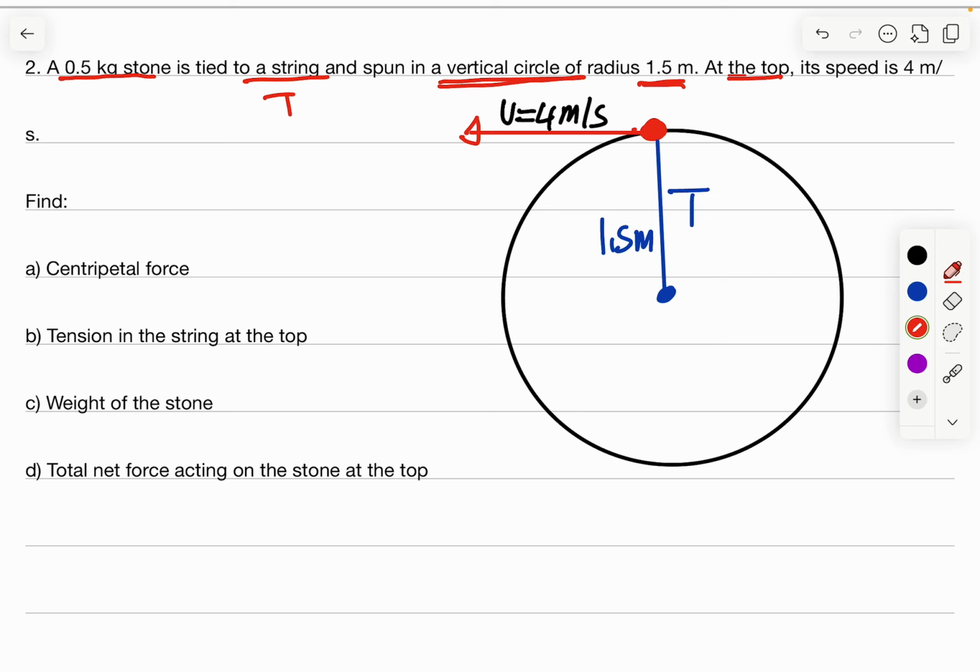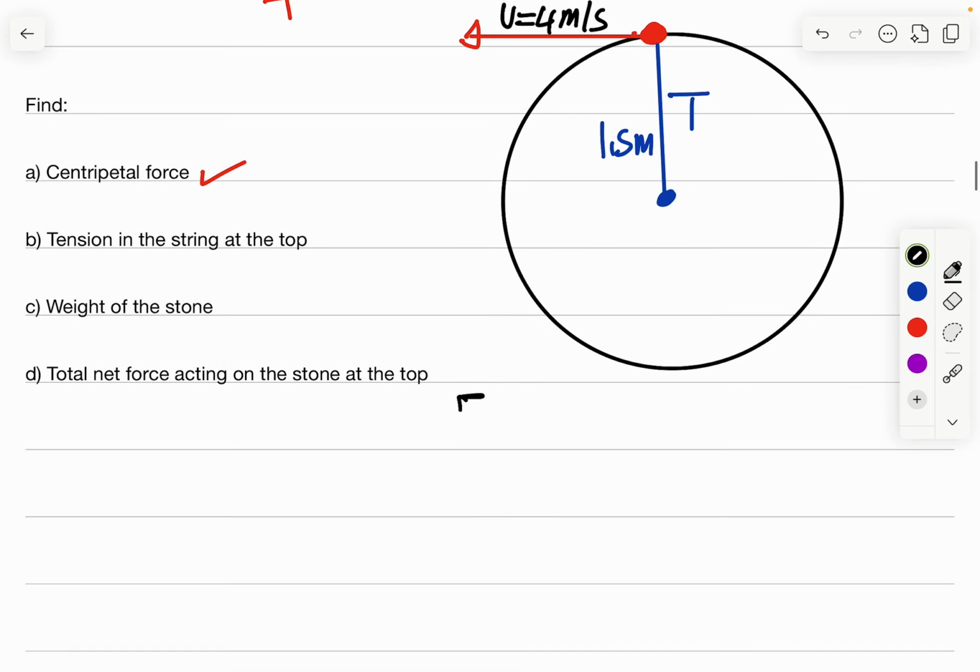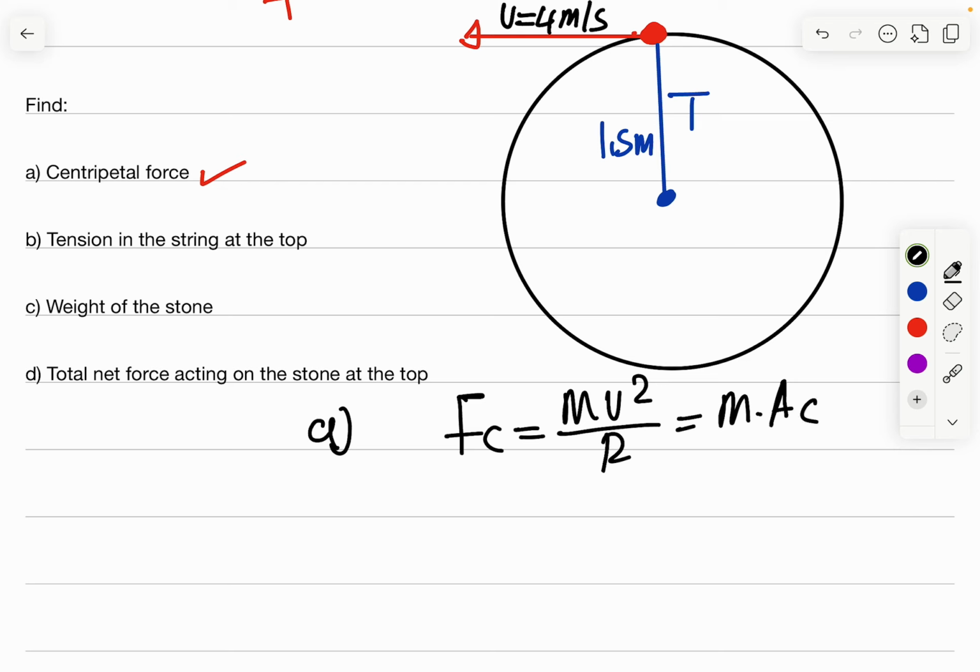Then the question says find the centripetal force. You know, all the time, centripetal force, let's say letter A, equals mass times v squared divided by radius, or equals mass times centripetal acceleration. And you know that centripetal acceleration equals v squared divided by radius. Don't just cram this formula. You must know where this thing comes from.